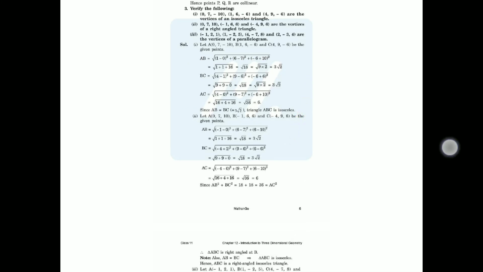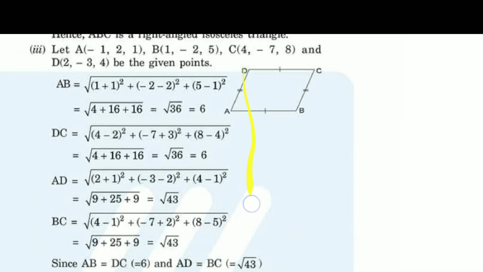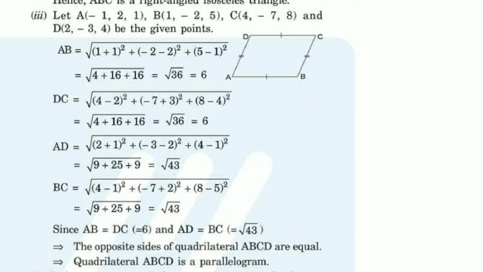Now the third sum for question number 3: 4 points are given to you, ABCD. You have to show that it is a quadrilateral. Now, sorry, it's a parallelogram. You have to prove that it is a parallelogram. Now, parallelogram, how to prove? We know opposite sides are parallel. So once again, we use the distance formula. We find out all the 4 sides.